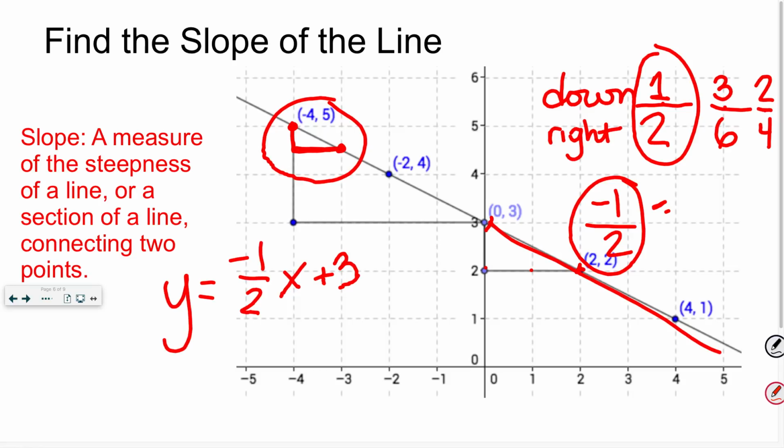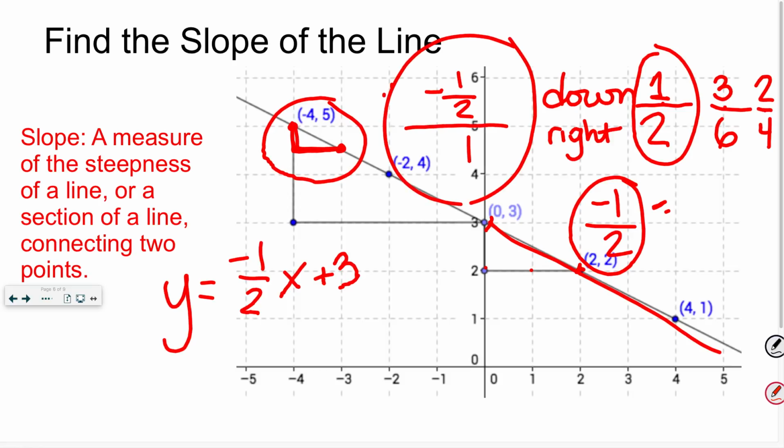Take a look. Now we already know our slope. How did I move there? Down here. So I went down, I won't even write down, down 1/2. And then to the right 1. Is that the same as that? Yes, that's our slope.